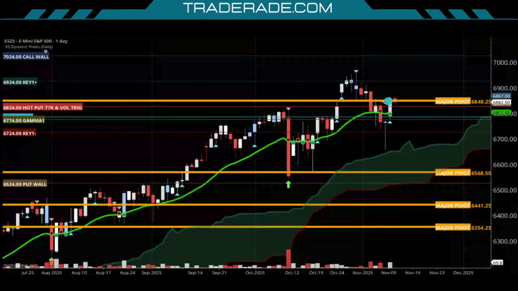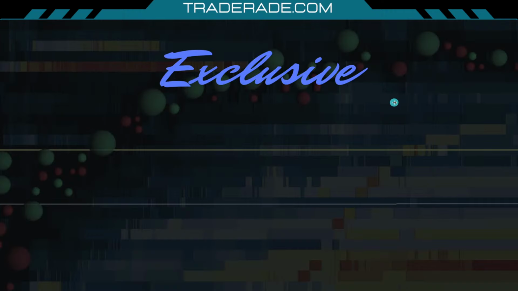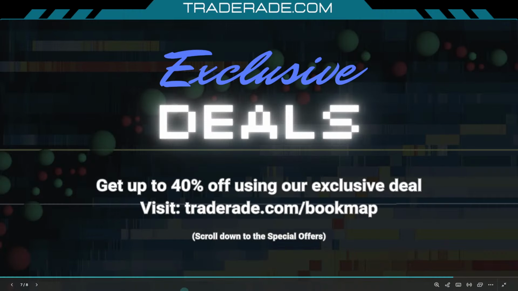We have a similar pattern starting to set up here. We're breaking above the EMA 21. On that, we had a bullish fair value gap. And now we are testing that pivot. Sorry about that, folks.